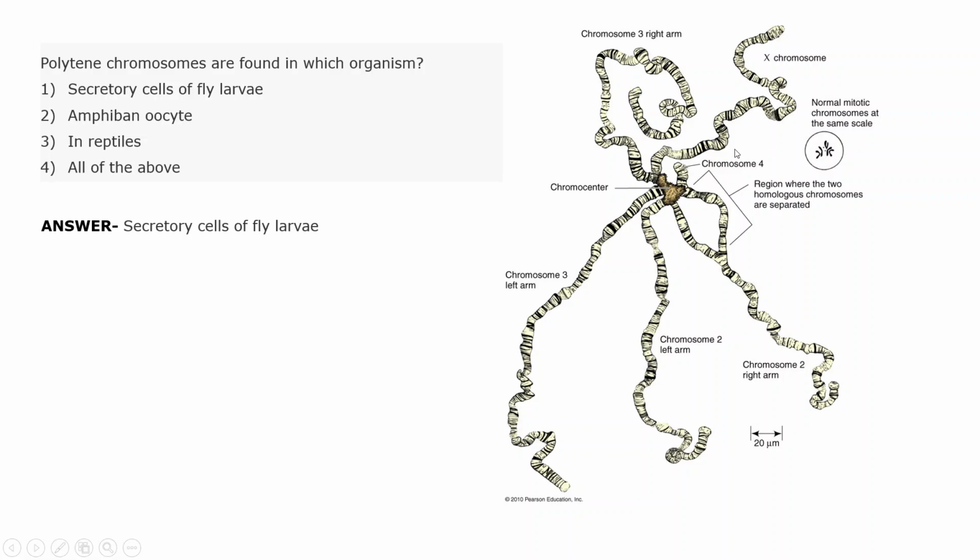So because of the repeated replication that is happening in this case without proper cell division, these particular giant chromosomes are formed. Similarly, lampbrush chromosomes are found in the case of amphibian oocytes. However, polytene chromosomes are found in secretory cells of fly larvae, and are much bigger as compared to normal mitotic chromosomes. So I hope I am clear. Does anyone have any doubt in this case?